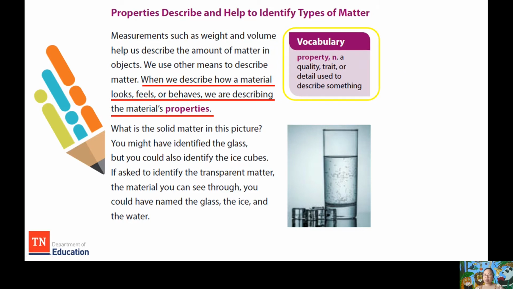In this case, I think we're talking about physical properties because that's what Brian was talking about before. What is a solid matter in this picture? You might have identified the glass, but you could also identify the cubes. See this picture here? I've got glass. Inside the glass is water, and outside the glass are the ice cubes. If asked to identify the transparent material you can see through, you could have named the glass, the ice, and the water.